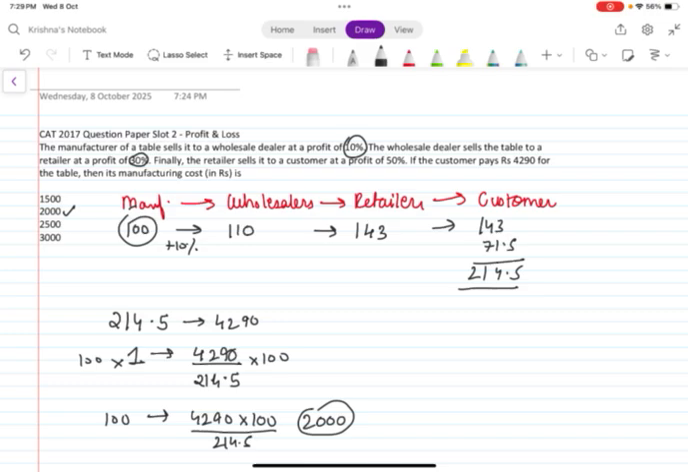This was one of the ways to solve this question. Another way, you can also take the cost to the manufacturer as x, then it increased by 10%, that is 1.1x, then it again increased by 30%, and so on. You can also take the variable and then solve the question. So the answer for this question will be 2000.